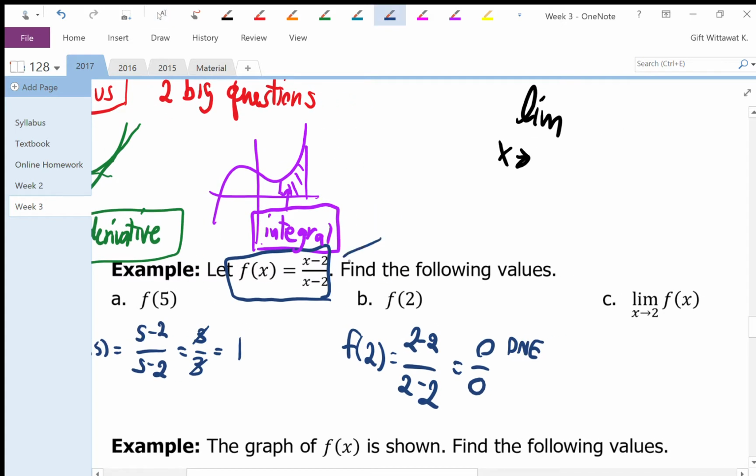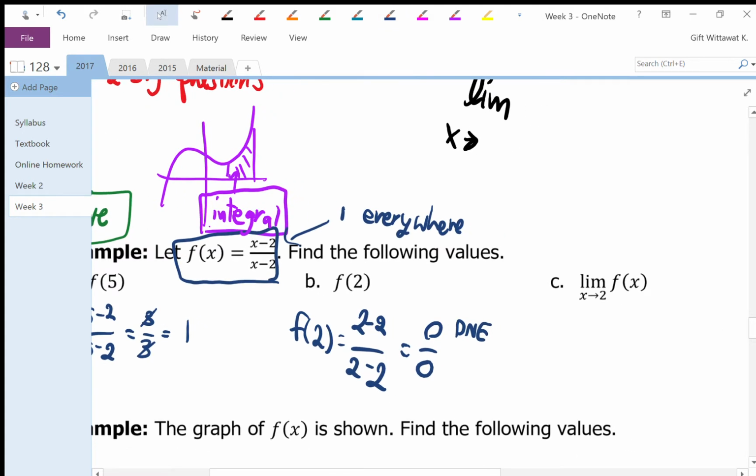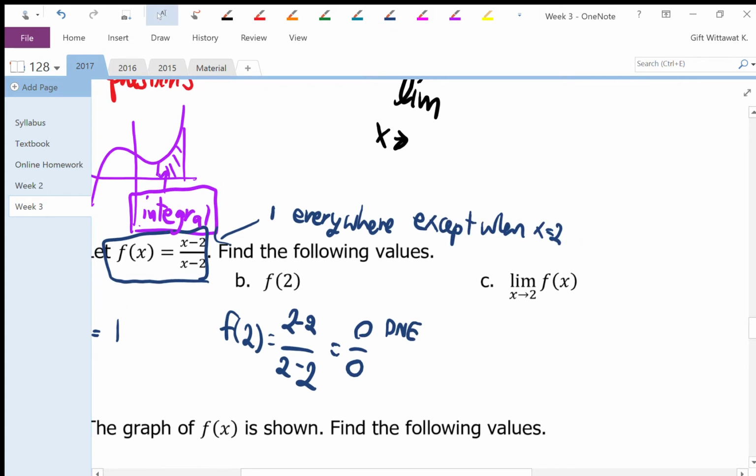So this function is just 1 everywhere, with one tiny little exception when x equals 2. And that's a real pity, because this is what the graph looks like. It equals 1 everywhere, but when x equals 2, there's a hole in the graph, and it just means I'm not able to find the value of this function there.